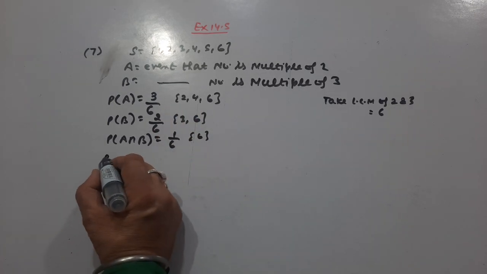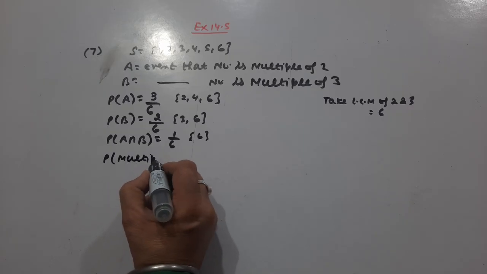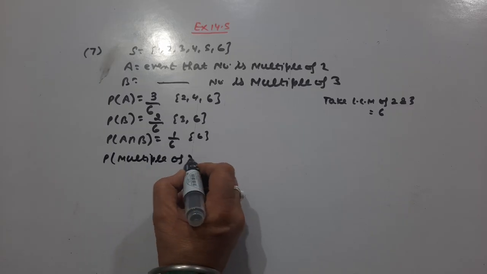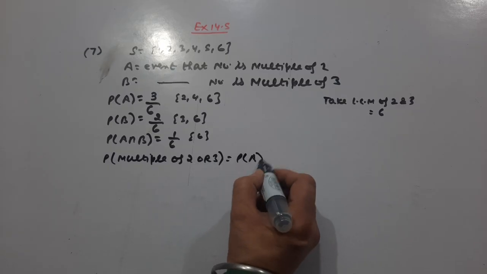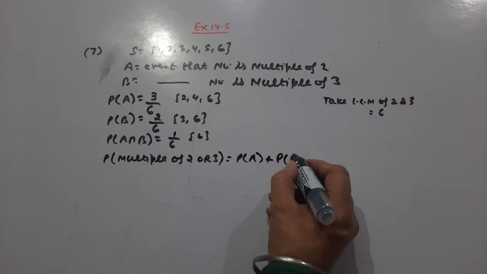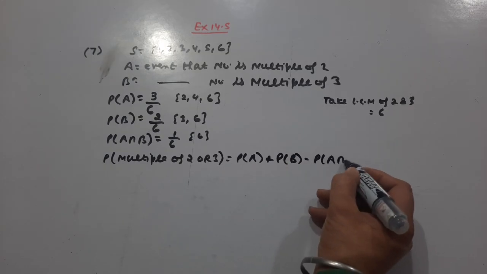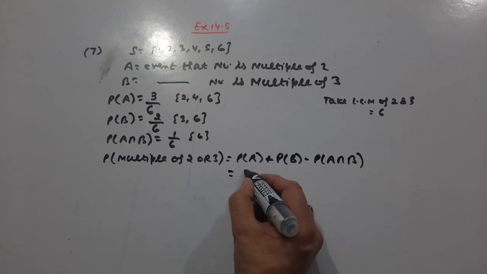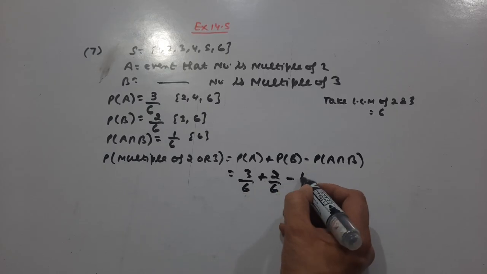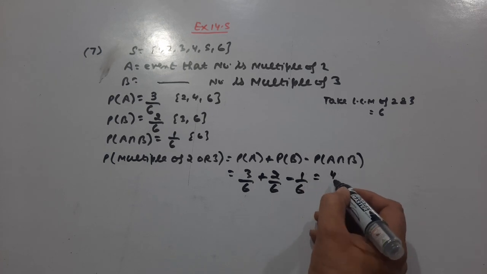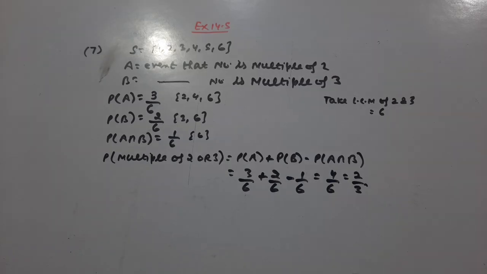So the probability that the number is a multiple of 2 or 3 is equal to P of A plus P of B minus P of A intersection B. So this is 3 upon 6 plus 2 upon 6 minus 1 upon 6. So we get 4 by 6, and on simplifying it we get 2 upon 3.